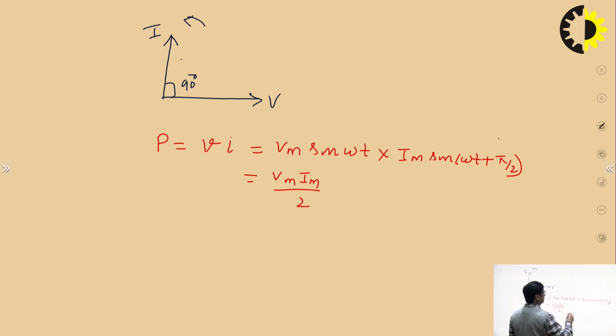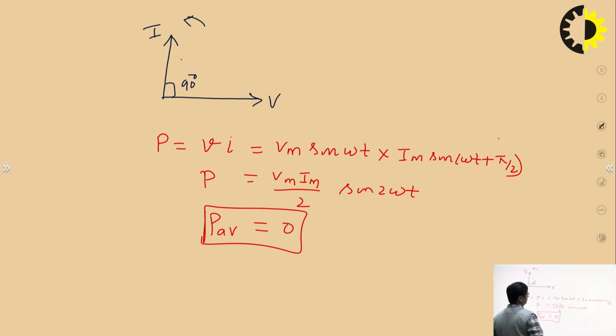So 2 sine a cos a, we can write as sine 2 omega t. Again we will calculate the average power for the whole cycle. We will find that we have a sine 2 omega t term, which is the fluctuating term. So again the average power in the circuit will be 0.